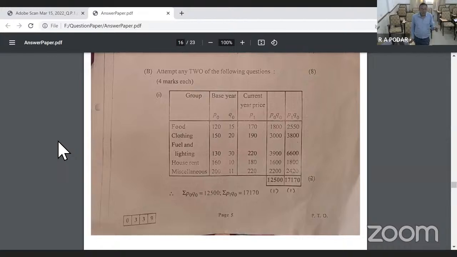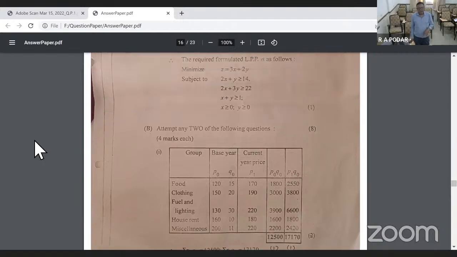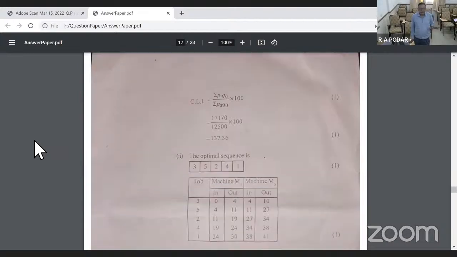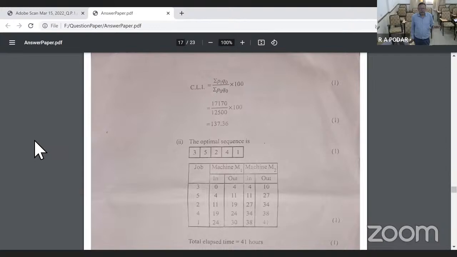We have to get the cost of living index number. So you have to take the product P0 Q0 and then P1 into Q0. After taking the products you have to take the summations, and substitute these summations in the formula. You can see the formula is given here. 137.36 is the answer for CLI. So final answer 1 mark, formula 1 mark and table 1 mark. So you see the distribution of marks. If you write the correct CLI formula you get 1 mark, then correct calculation 1 mark. Then we see the next question.